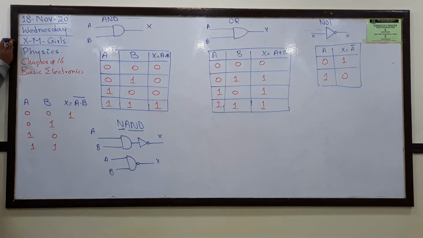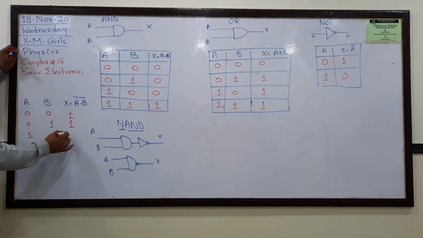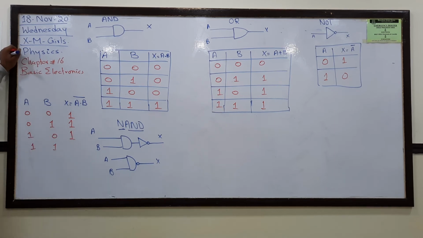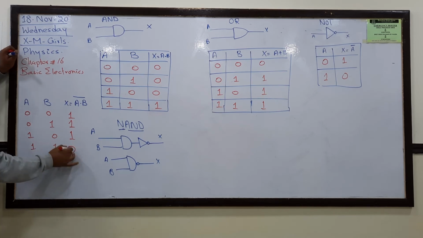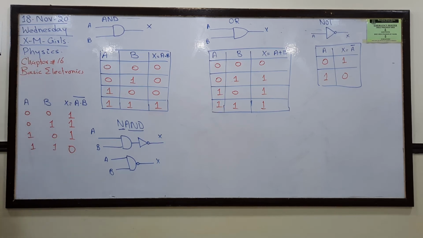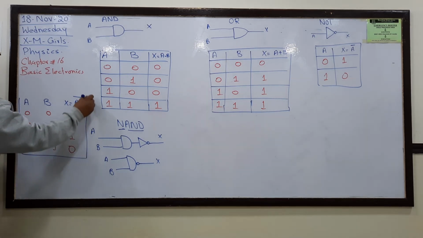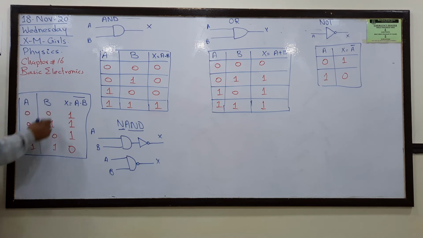0 multiply 1 will be 0. When you invert the 0, the answer will be 1. 1 multiply 0, the answer will be 0, and you invert it, it will become 1. 1 multiply 1, the answer will be 1. Then invert it, it will become 0. So this is the truth table of the NAND gate.